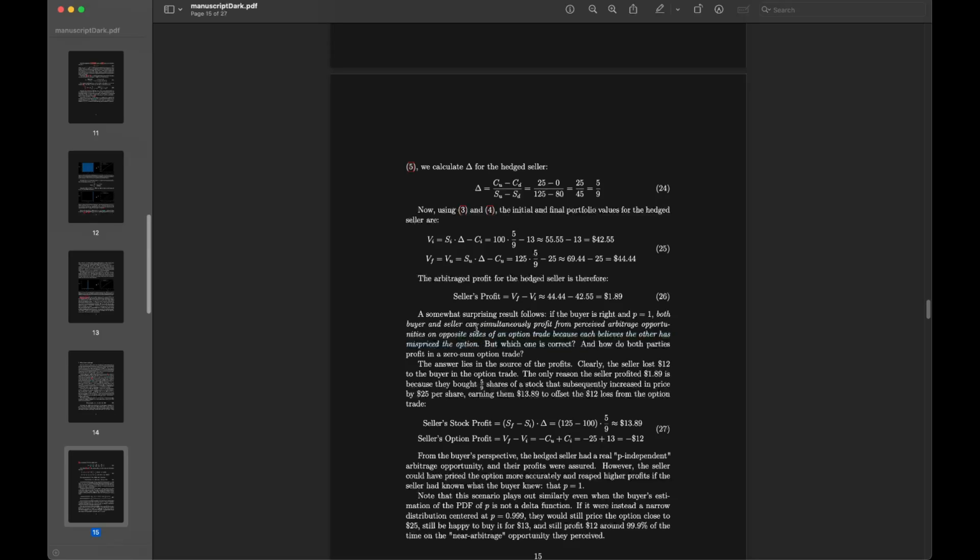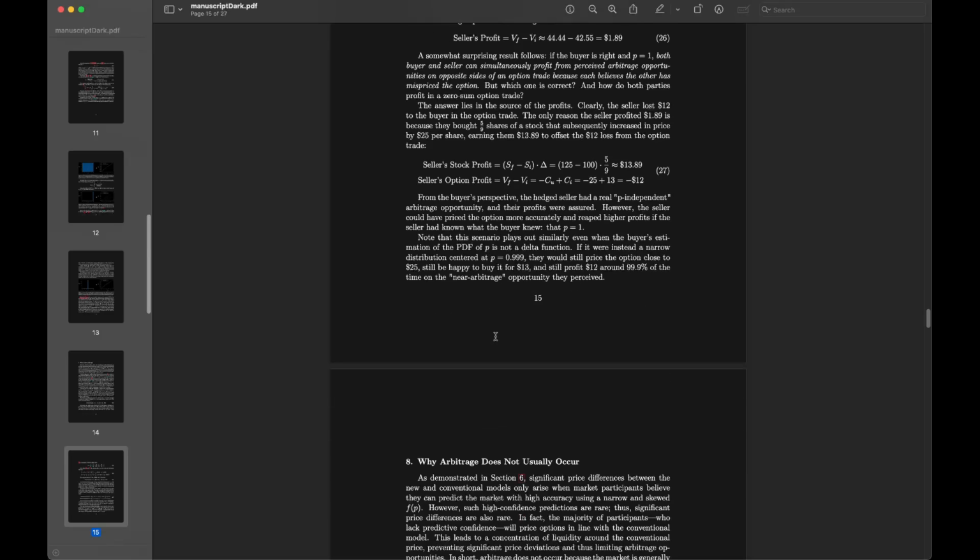So, if you didn't know what P was, you would be correct to price the option near $11.11. But if you do know what P is, you're not correct to price it at $11.11. And that's where my new model differs from the old.